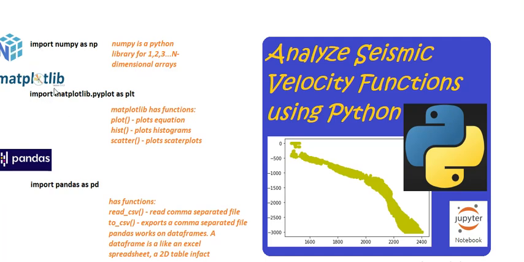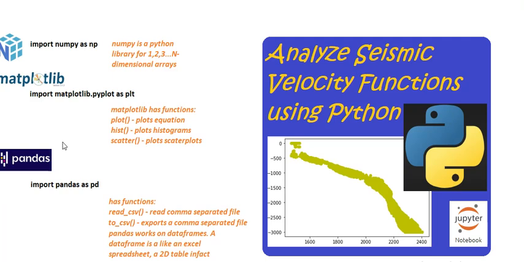Then Matplotlib is the main plotting library that we have. There are functions like plot. You could plot an equation using this. There is a function called hist, which can plot you a histogram, and a function called scatter. Much more. Pandas has some functions which are super easy to use, like reading a comma separated file in one line, exporting a comma separated file in one line.